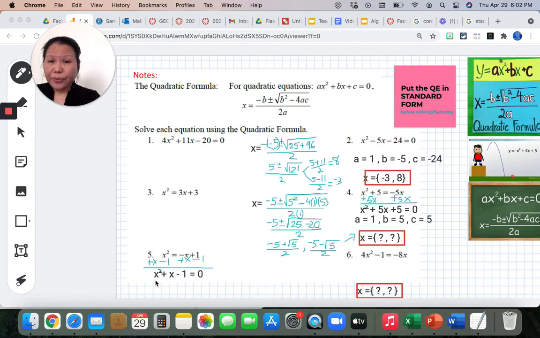I have written it down here with the new equation in standard form. x squared plus x minus 1 equals 0. Now you can get your a, b, c and substitute it into the quadratic formula to solve this problem. You have 4 practice problems left. Number 1, number 3, 5, and number 6. Good luck and have fun.